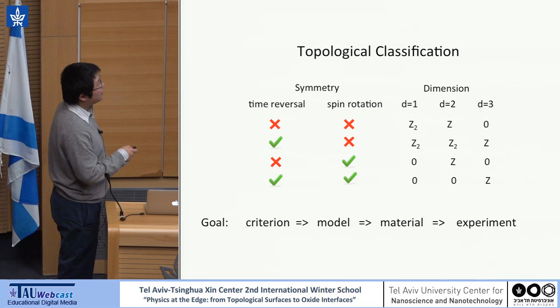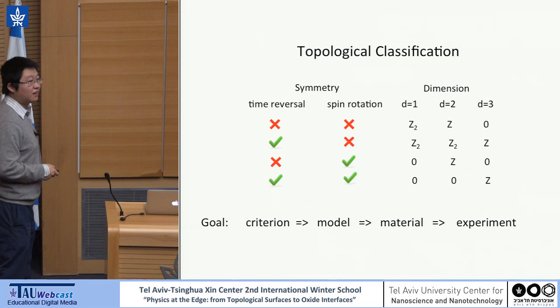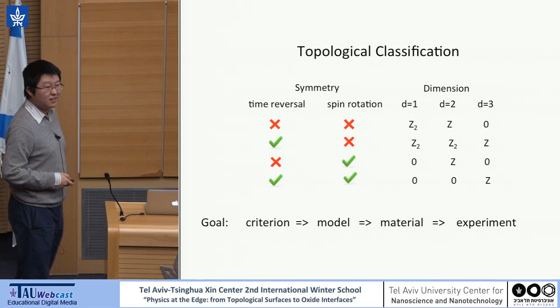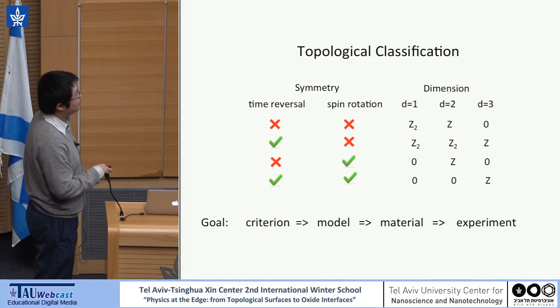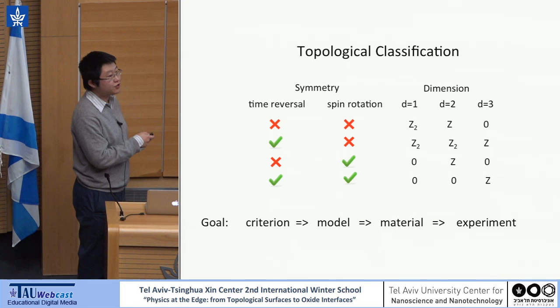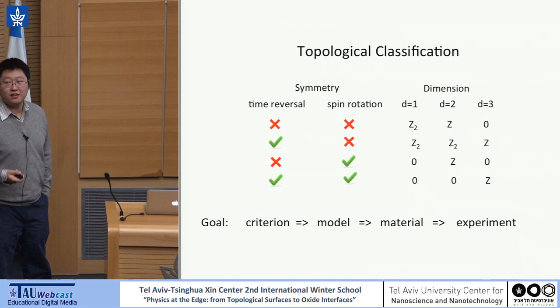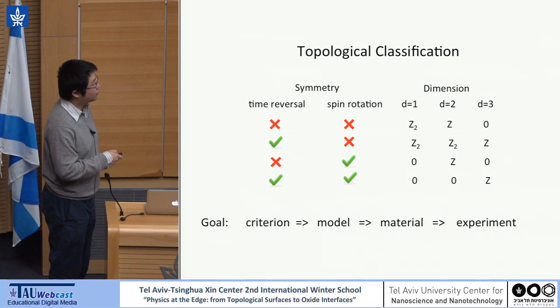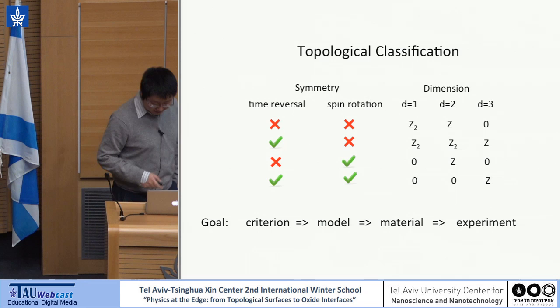So the question is, can we find physical realizations of topological superconductors in real materials? This is a goal of our research. What we would like is that we first need to formulate a criterion for topological superconductors. The classification gives us general results, but it doesn't tell us what properties make a superconductor topological. So we need to formulate criteria in terms of material properties. We need to come up with models, then identify materials, and then propose experiments.